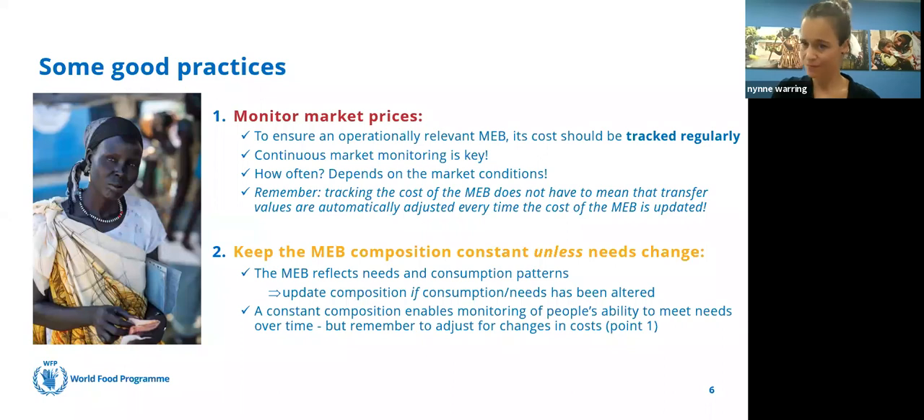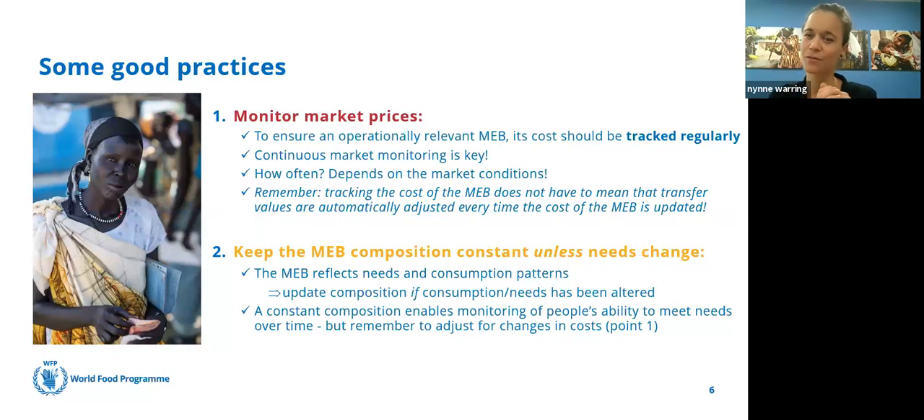Just to say, just because you're monitoring the cost of that MEB, changing that into a decision in your program, like changing the transfer value, might happen, but it doesn't necessarily have to be an automatic chain reaction. Okay, so that's market monitoring. We'll come back to that a little bit. Then there's another best practice, I would say, when we talk about reviewing and revising the MEB. As much as possible, if people's needs are staying the same, we don't want to keep changing the MEB composition.